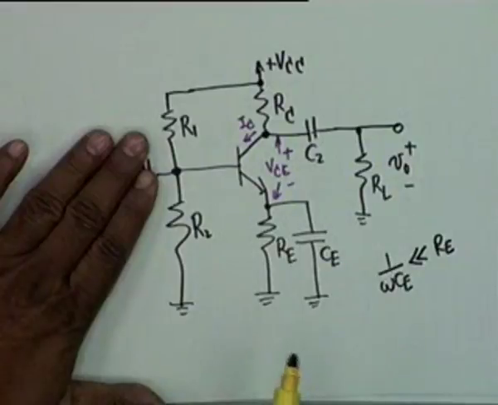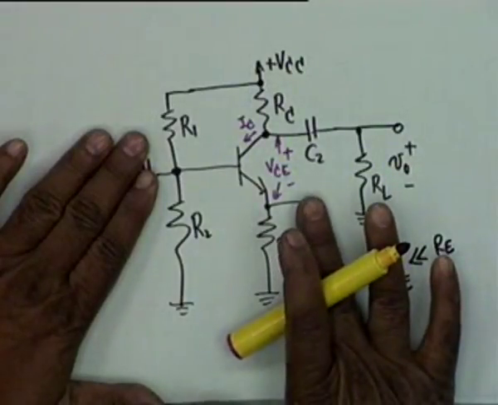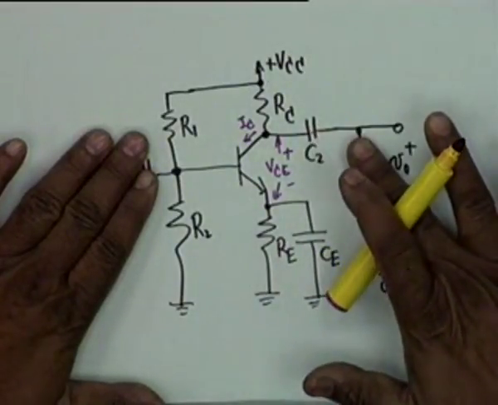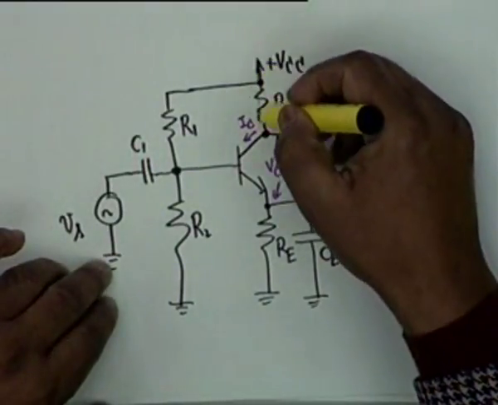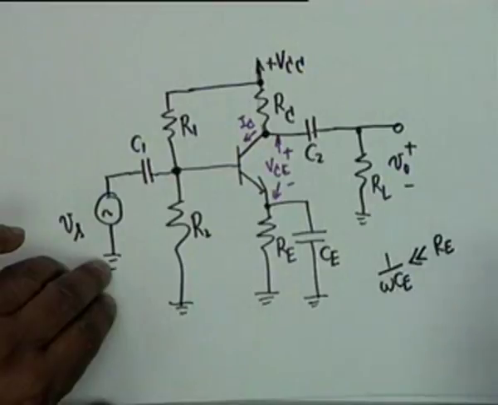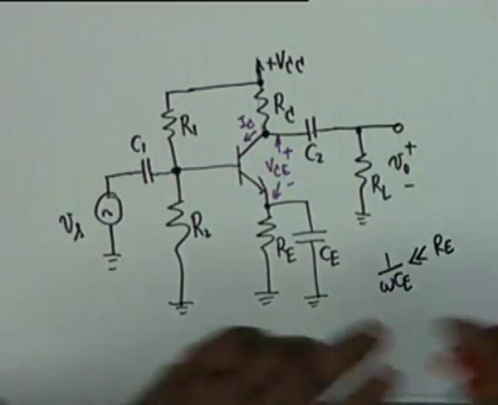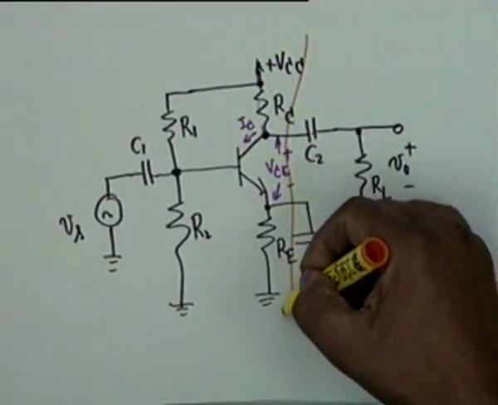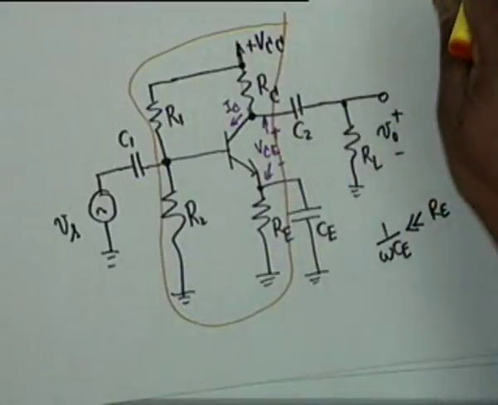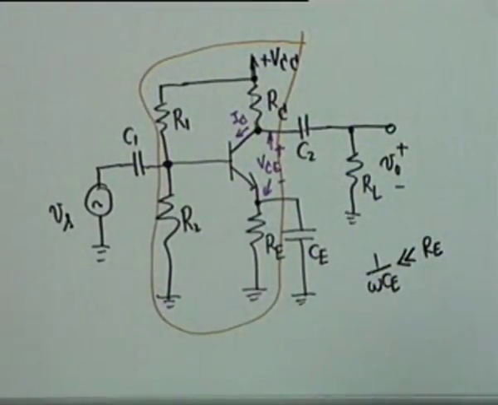DC is not affected by this. We can forget about CE. We can forget about C2 and RL. Therefore, as far as DC is concerned, all that we have to consider is this resistance. Let me use some other color. All that we have to consider is this part of the circuit. The rest of the circuit can be ignored as far as DC is concerned.